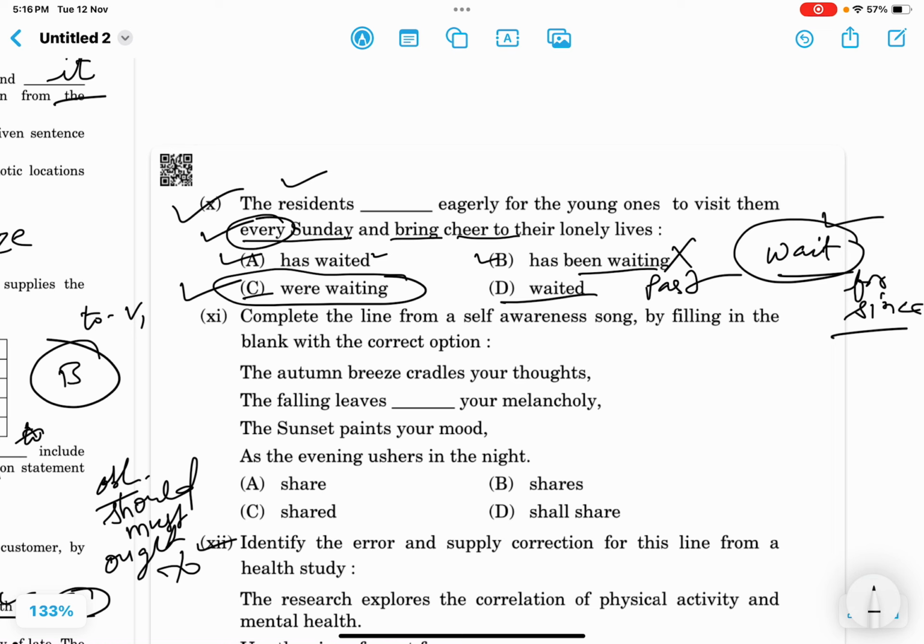So here the words every Sunday and bring cheer are telling us that this is of present tense. So were waiting is also not correct. But according to the marking scheme, this one has been given. But according to me, the correct answer is wait. The residents wait eagerly for the young ones to visit them every Sunday.